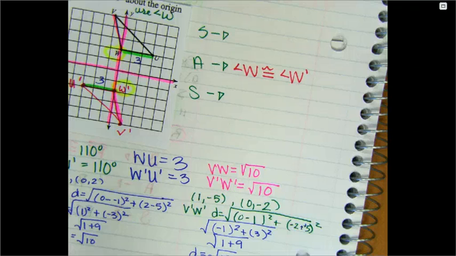Do you have answers? What do we get for VW? No one. There's like 15 of you over there. Radical 10? What did you get for V prime, W prime? Radical 10? You're both correct.